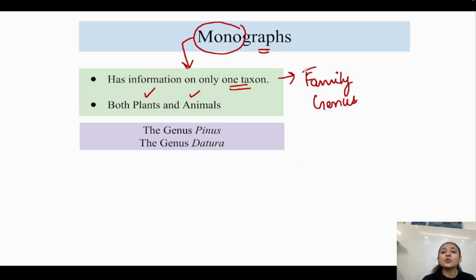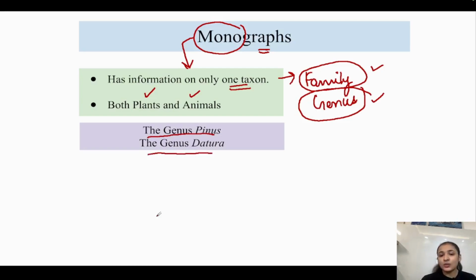So there would be a monograph for a family, a separate monograph for a genus, or any other taxon. But only one taxon would be there for which the monograph is created. For example, for the genus Pinus, the genus Datura. These are two examples of two monographs.